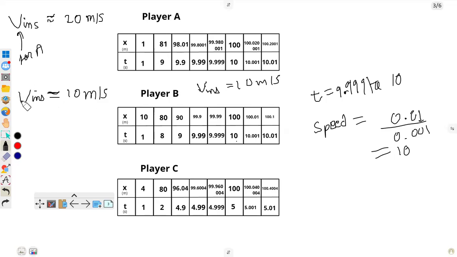Can anyone tell me my assumption? What did I assume saying V instantaneous is 10 meters per second?